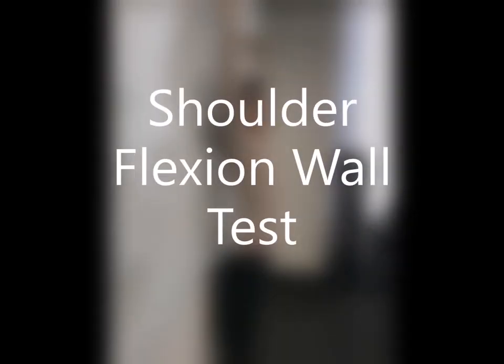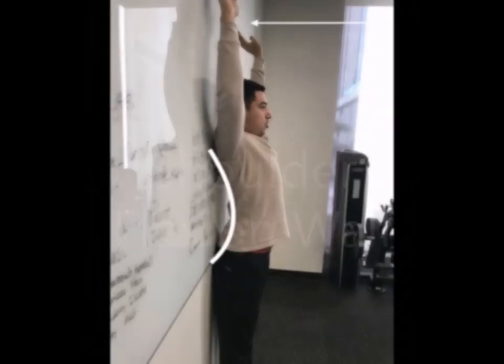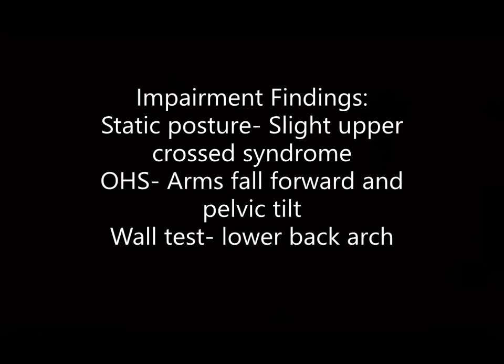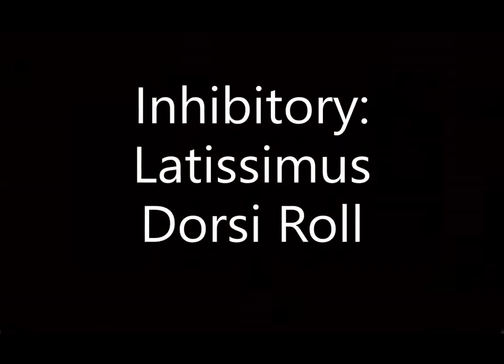To support these findings, a compensation test known as the shoulder flexion wall test was performed. Here his lower back arches, which indicates overactive latissimus dorsi and pectoralis muscles, and indicates underactive muscles of the rotator cuff, rhomboids, and lower traps. From these findings, we will address more of the overactive lats and the underactive rhomboids and rotator cuff muscles. The first technique used is the inhibitory technique.